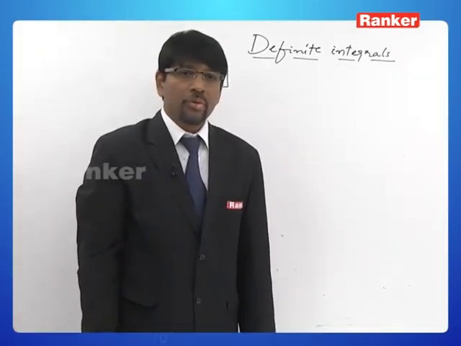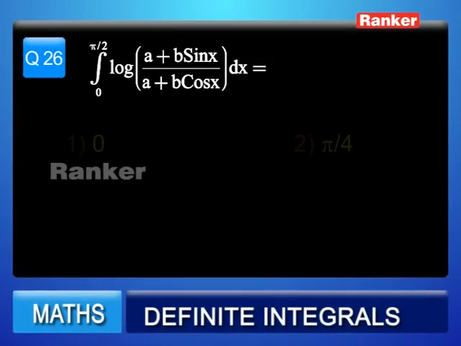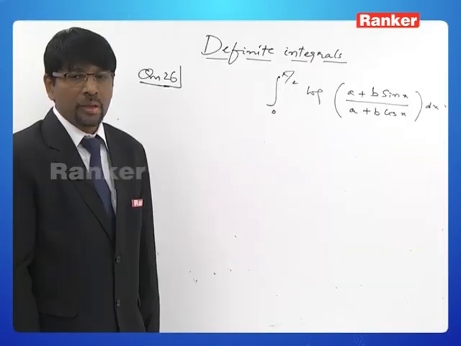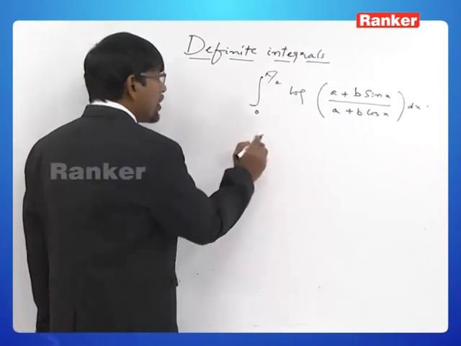Let us move to question number 26. The integral from 0 to pi by 2 of log of a plus b sin x divided by a plus b cos x dx. First option 0, second option pi by 4, third option pi by 2, fourth option log pi by 2. Let us see how it goes.